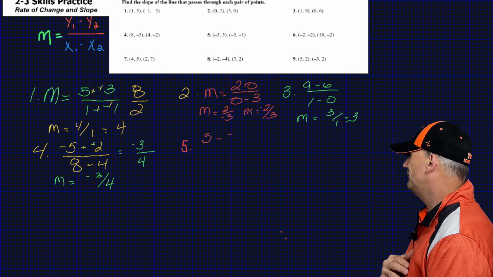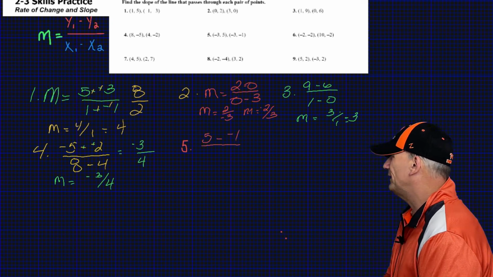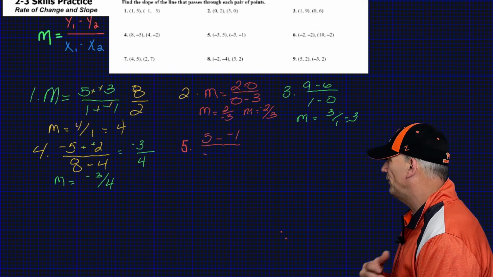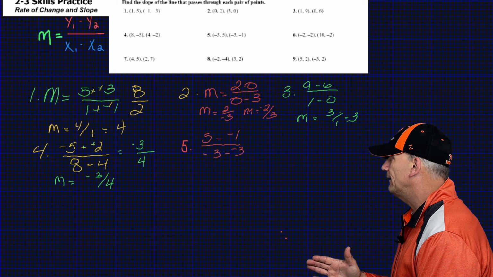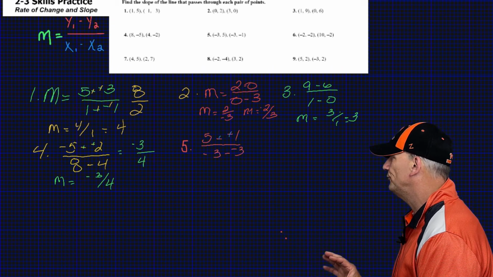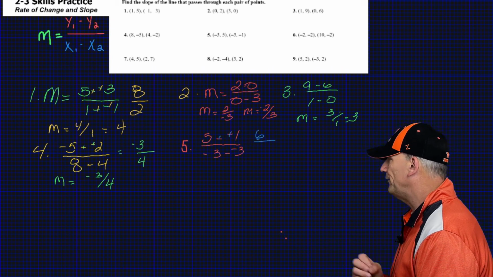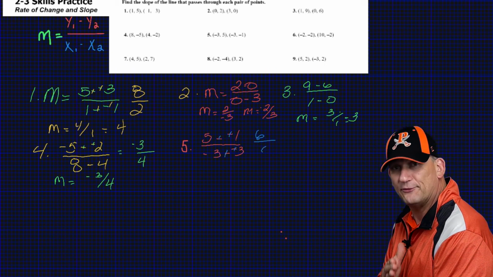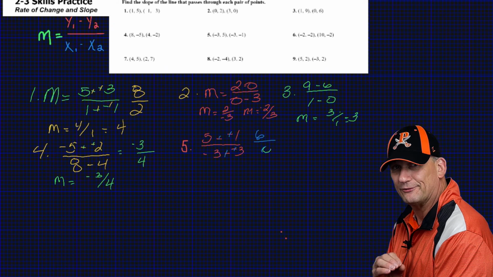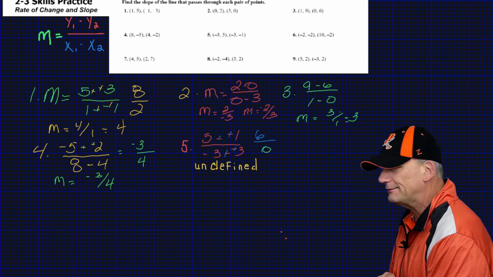Okay, number 5, still working on finding slope using y1 minus y2, but like I said, y minus y divided by x minus x, as long as you do it in the same order, you're fine. You can even go in reverse order as long as you do both of them in the same direction. You'll get the same answer. I don't think most kids know that.